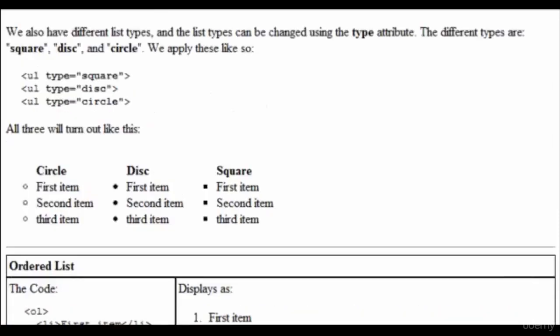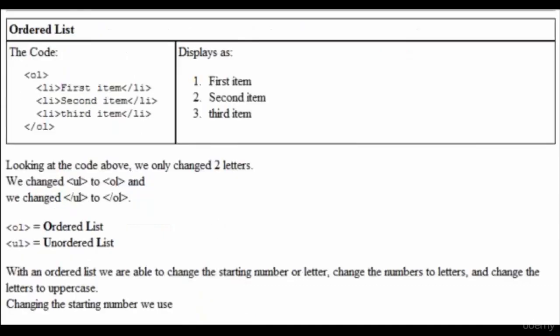We also have different list types, and the list types can be changed by using the type attribute. The different types are square, disk, and circle. To apply these, you just write the code like so. UL, and then you add the type attribute, and your value is either square, disk, or circle, and all three will turn out like this. Circle type will have hollow bullets, disk type will have full bullets, and square type, instead of having bullets, will have little tiny squares.